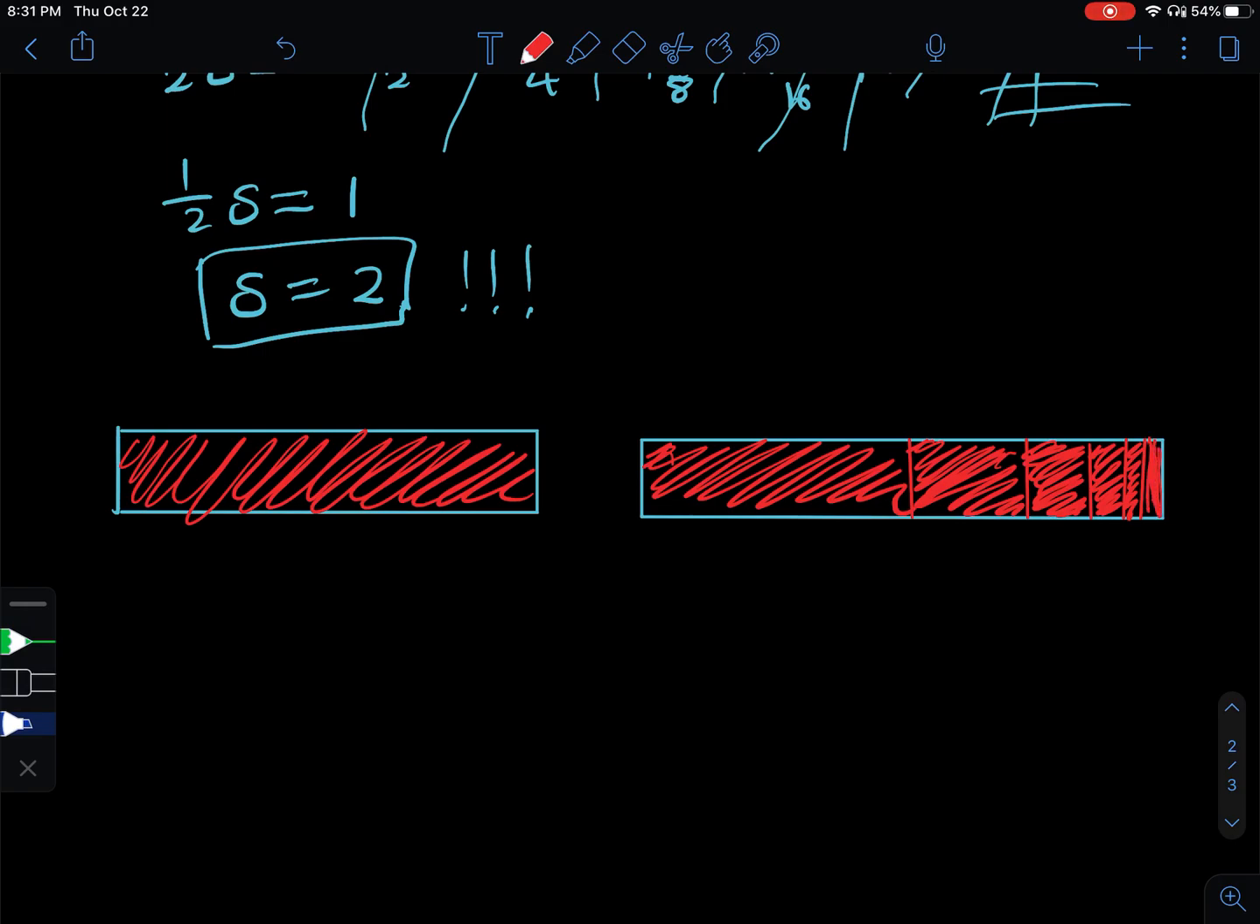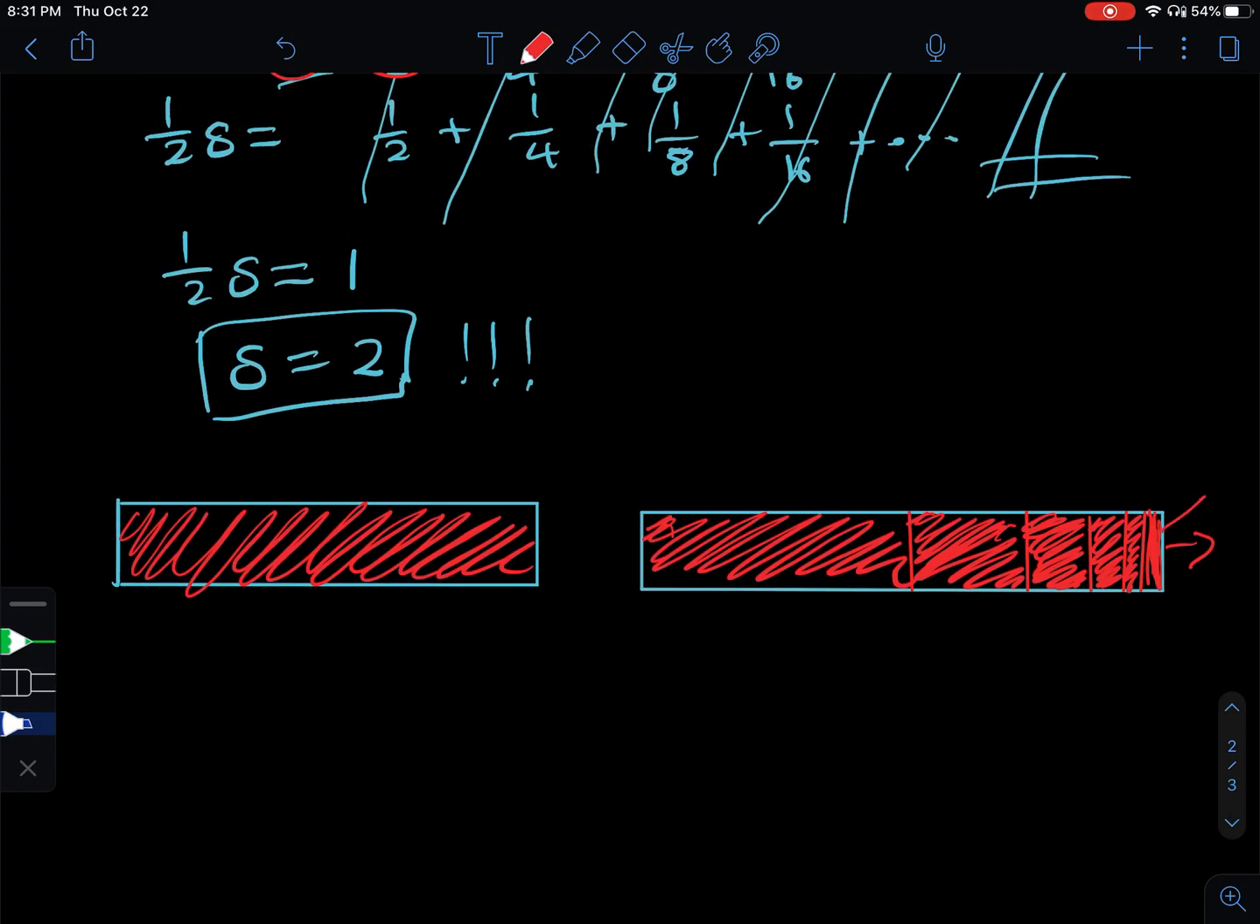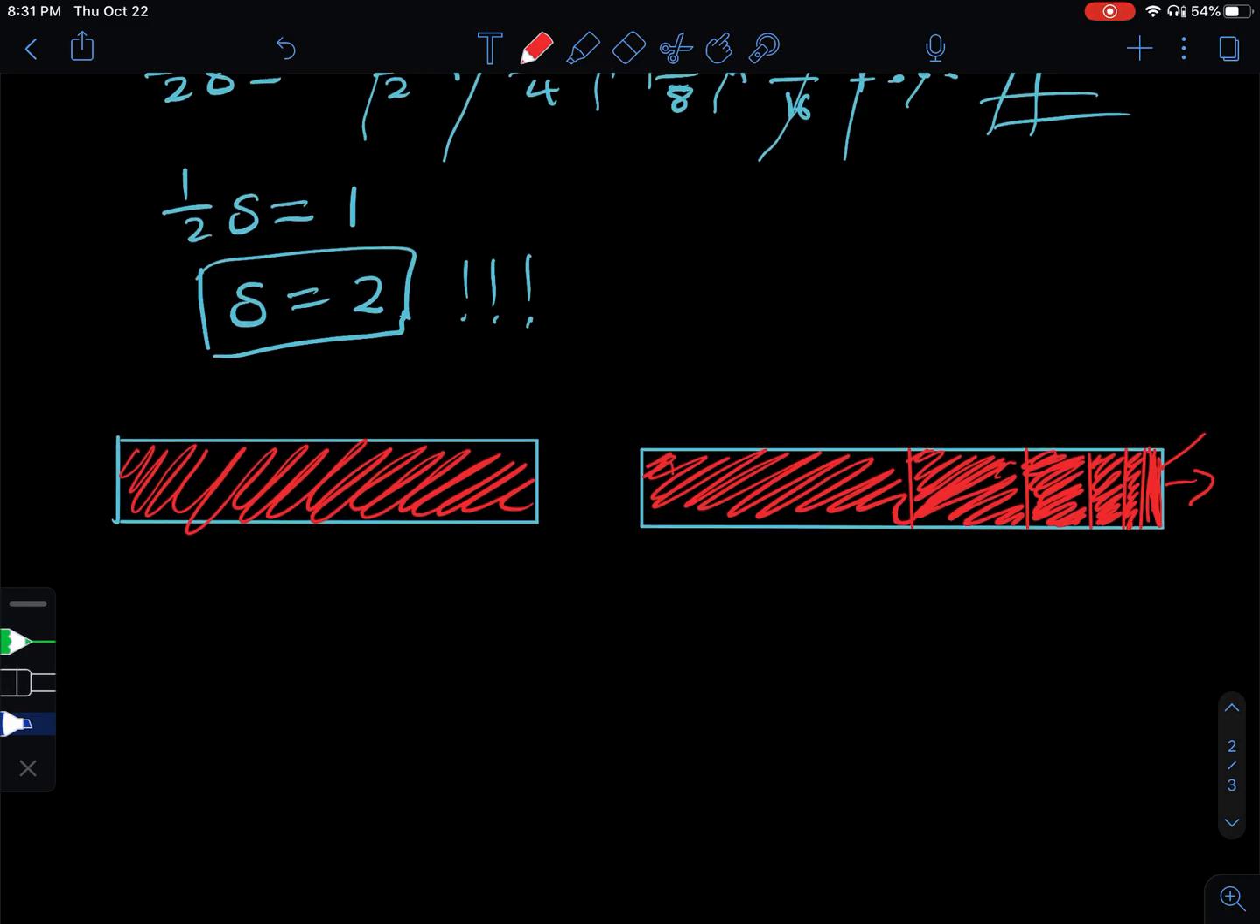Now, am I ever going to actually touch this outer edge? After 20 times, will I ever touch 2? No. After 30 times, will I ever touch 2? No. After 100 times, will I ever touch 2? No. After 1,250,000,000 times, will I touch 2? No.